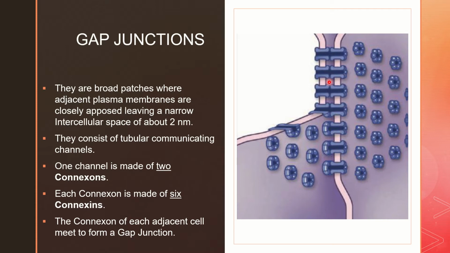The gap junctions are basically tubular communicating channels. They help in the passage of molecules between the two cells. Each gap junction, or each channel, is made up of two protein complexes, the connexons. Each gap junction is made up of two connexons, and each connexon is made up of 6 connexins. We can count from here: 1, 2, 3, 4, 5, 6. Connexin is a transmembrane protein.